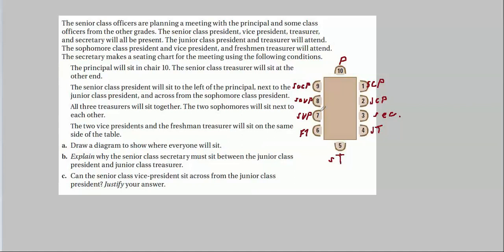Now once we've done all this, we've accounted for everyone in the meeting except the secretary. It's down here. Secretary will attend. And there's only one seat left, so we put it here.